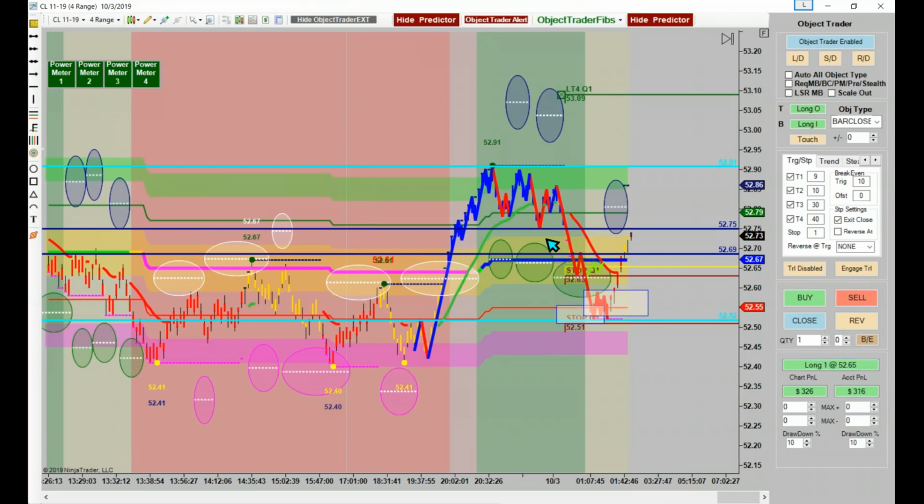Okay. Now, what if it hits its head here at this predictor? Well, right now you'd probably want to go to break even or even at mid-band. Okay, with exit on close. And then just ride the trade. We'll see what it does. Let's just see what it did. Went up a little bit more.